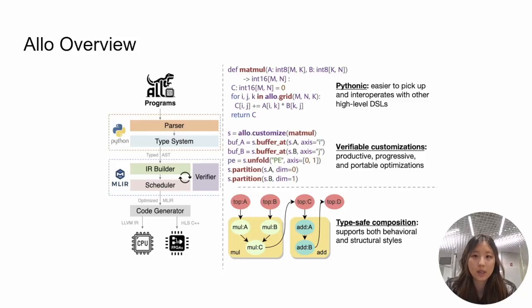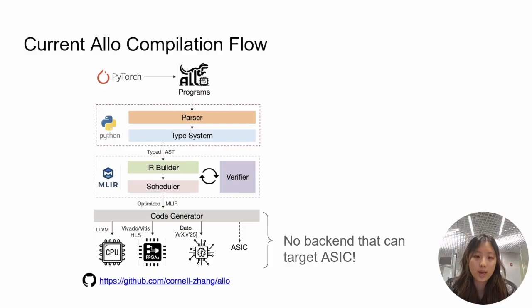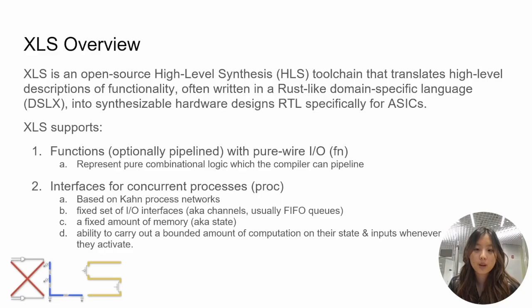It's a Python-embedded accelerator language designed with explicit constructs for scheduling and shaping hardware. One key gap is that there is no target backend for ASICs, which is where XLS comes in. XLS is Google's open source hardware synthesis toolchain. In XLS, you can write your code in DSLX and the compiler will generate synthesizable RTL for ASICs.